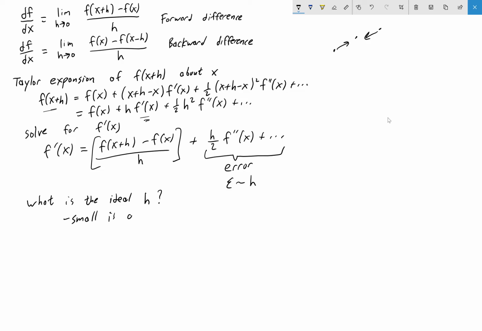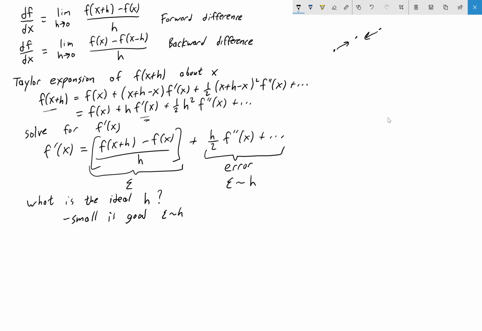So small is good, right? Because the error here scales like h. Well, that's actually only part of the error. This first term over here also has some error, and that has to do with how accurate your computer is at subtracting two nearby values.